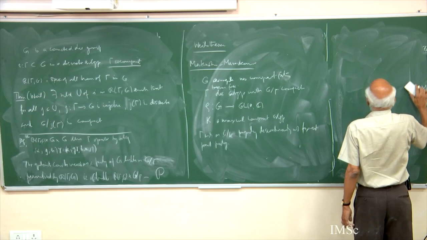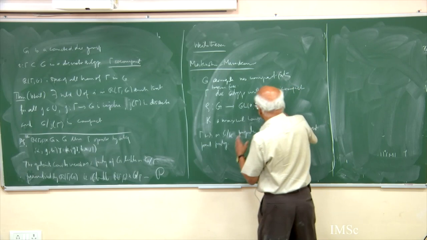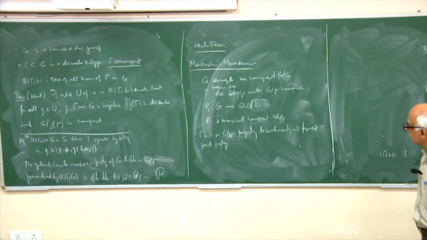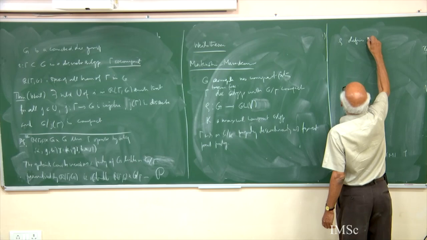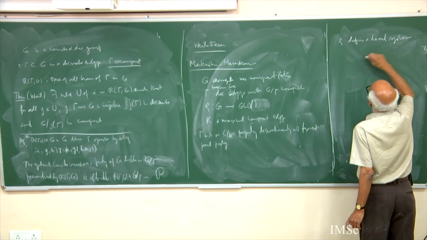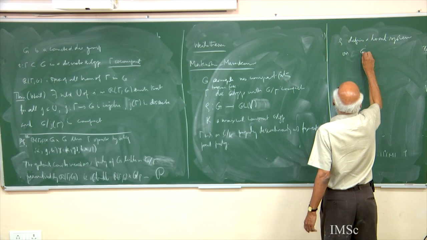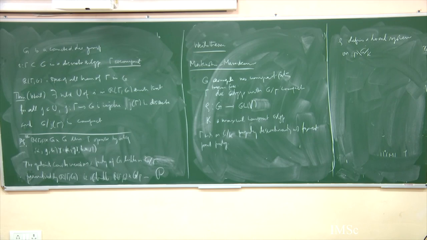The representation rho, let me write GL of a vector space V rather than GL and C. Rho defines the local system, or locally constant sheaf, on G mod K mod gamma. How does it work?